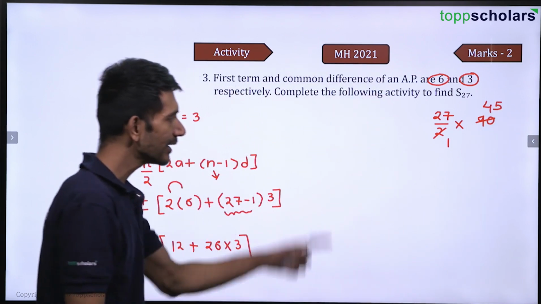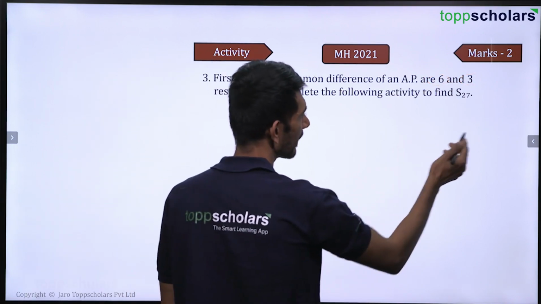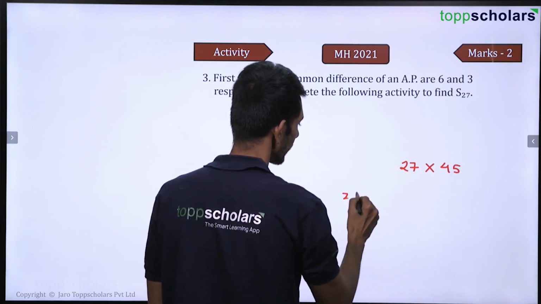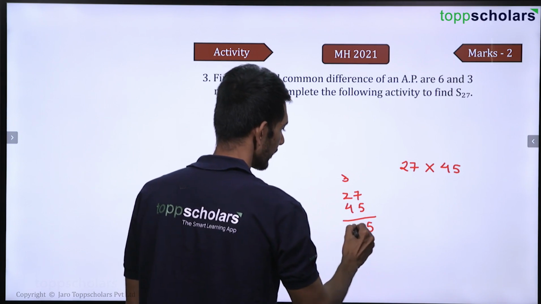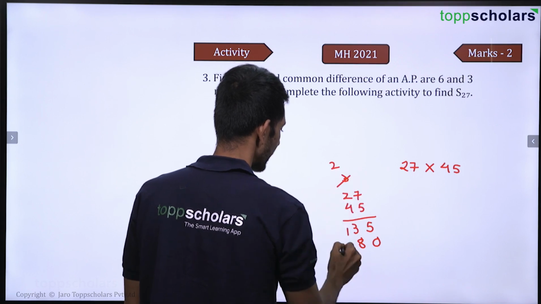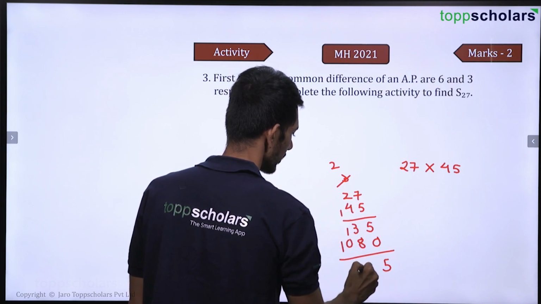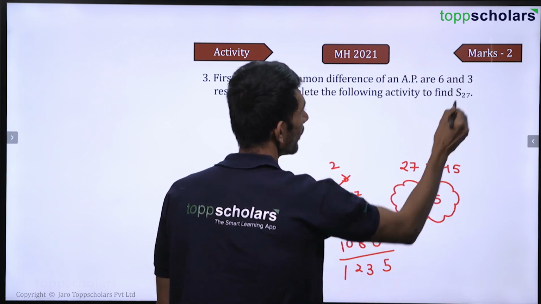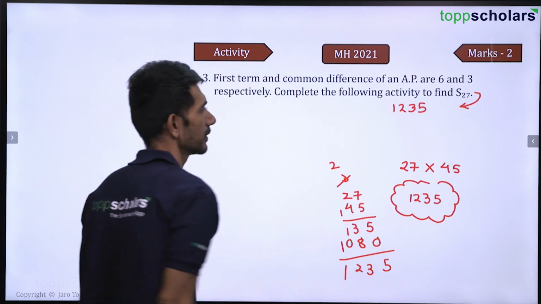And then you are supposed to multiply 45 and 27. That gives you the final answer, right? So finally, we are supposed to multiply 45 and 27, right? So let us do that. 7 5s are 35, carry 3, 5 to the 10, 13. 0, 7 4s are 28, 4 to the 8 and then 10, right? That gives you 5, 8 plus 5 is 13, 2, 1. So 1, 2, 3, 5 is the value of your S27, right? That is 1235.